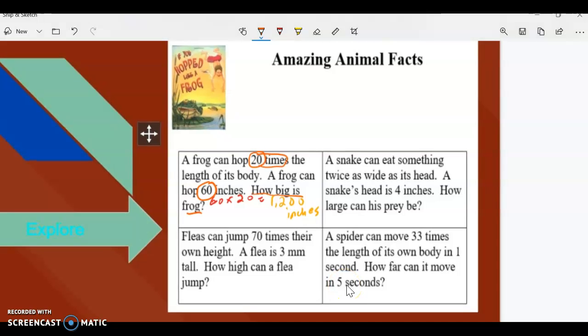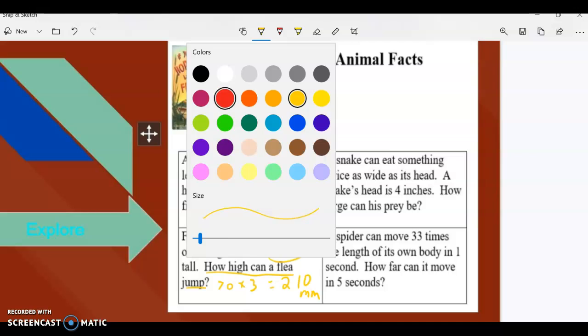Circle my key numbers in here. 70 times 3 millimeters, and underline our question right here. And our equation for that one is going to be 70 times 3. Using your calculator, you should come up with the answer of 210 millimeters. Okay, so let's go on over to the next one.